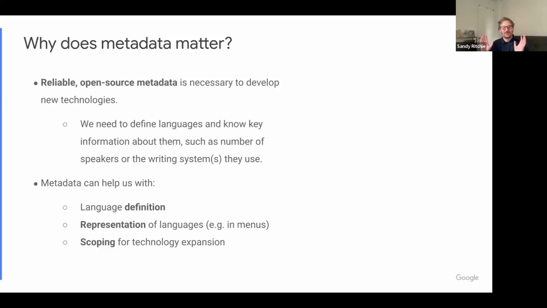So metadata can really help us with defining what it is we're trying to do, which languages we are going to go to, or which ones we are going to do first, and then how we represent languages in our applications. And when you're developing programs to expand your product or your technology to more languages, the metadata really helps you with scoping out the project and deciding what you're going to do first, for example.